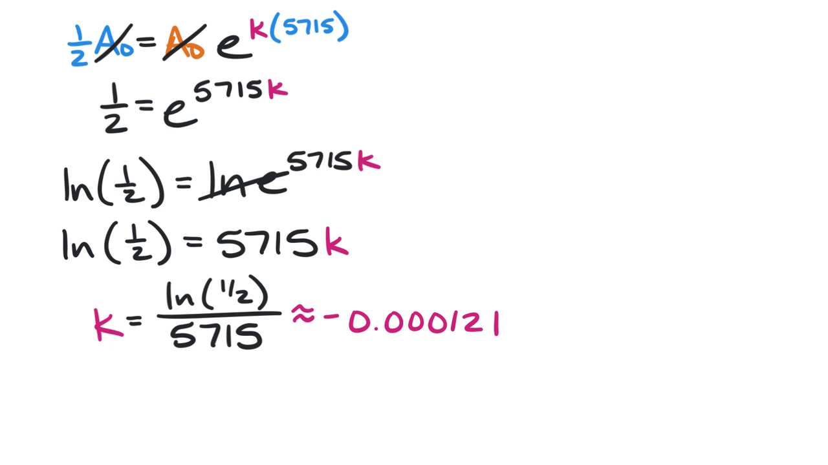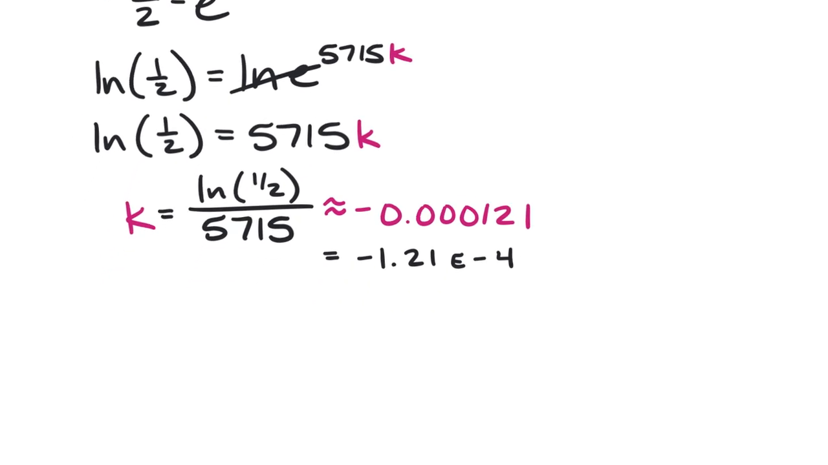By the way, if you plug this in your calculator, it's actually going to spit out negative 1.21 times e to the negative 4 power. That is, what's that called? Scientific notation, and it's telling you to move the decimal point 4 places to the left. So if you get a very small number in your calculator, it's usually going to show up in scientific notation.